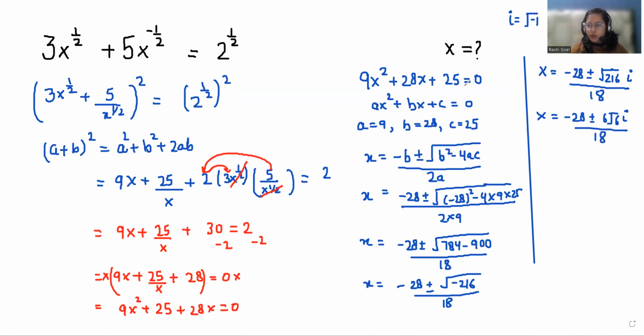So we have two values of x. Either x is minus 28 plus 6 root 6 iota by 18, or the second value is minus 28 minus 6 root 6 iota by 18. You can take 2 as common from numerator and denominator, and you can eliminate it as well.